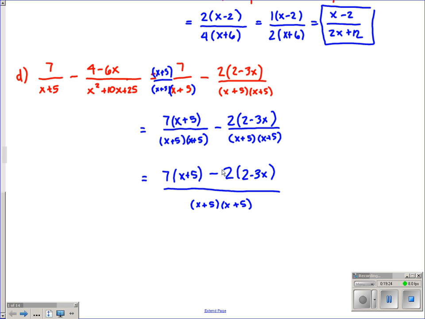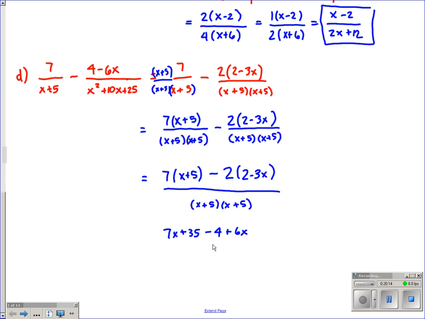Let's simplify our numerator. You're going to have to distribute your 7 through. So 7 times x gives us 7x. 7 times 5 gives us 35. So 7x plus 35. Now we're going to be taking away 2 quantities of 2 minus 3x. So if I take away 2 times 2, or two values of 2, I'm really taking away 4. And if I take away two values of negative 3x, or if I take away a negative 3x twice, that's like saying plus 6x. You're just distributing the negative 2 through.